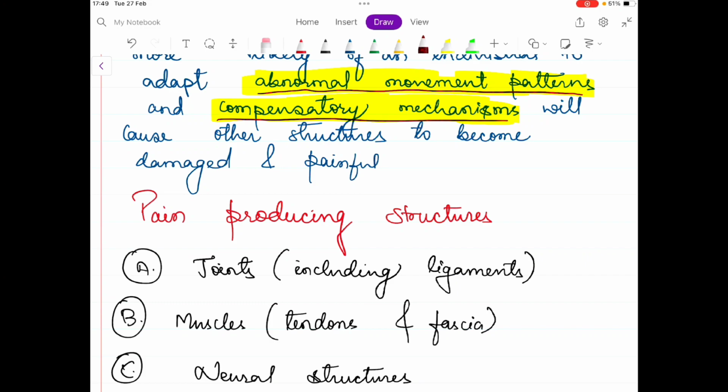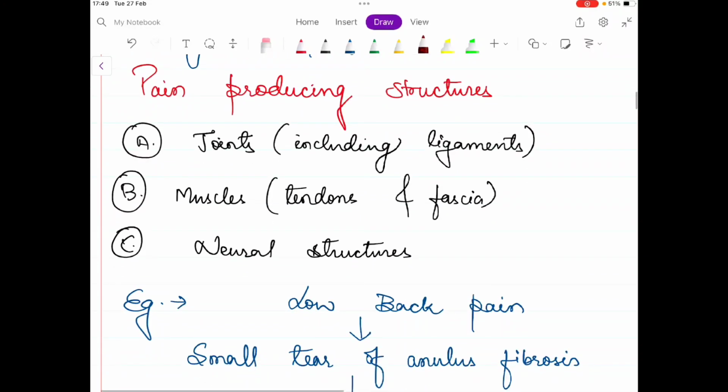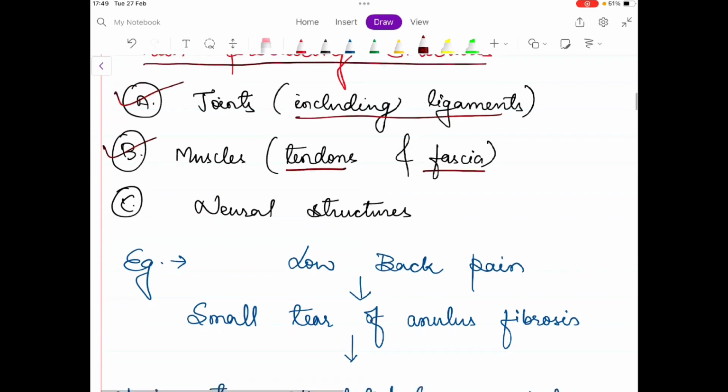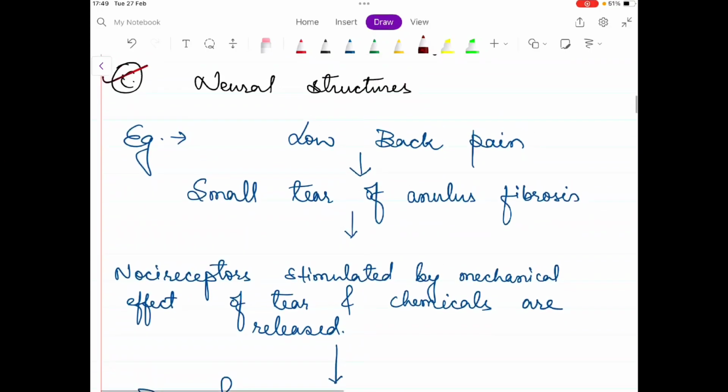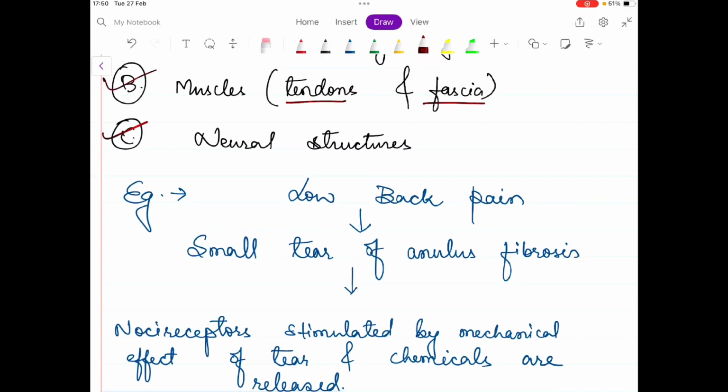Very, very important point. Now let's talk about the structures which produce pain, such as your joints, which includes your ligaments, muscles, which includes your tendon and the fascia, and the neural structures. First of all, let me give you an overview of why pain assessment is very important, and why knowing about the structure which is damaged and causing the pain is very important.